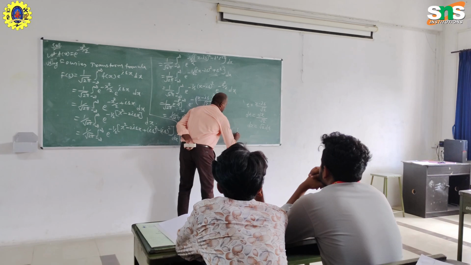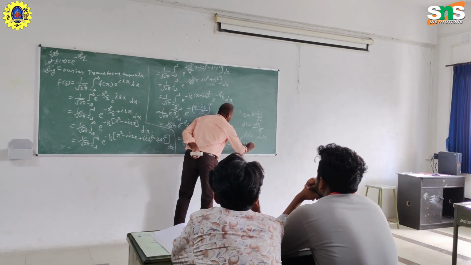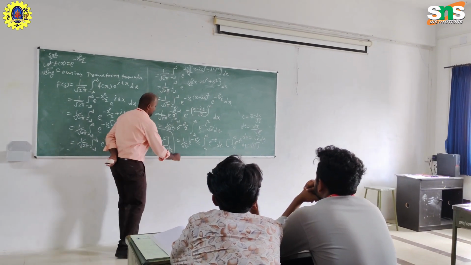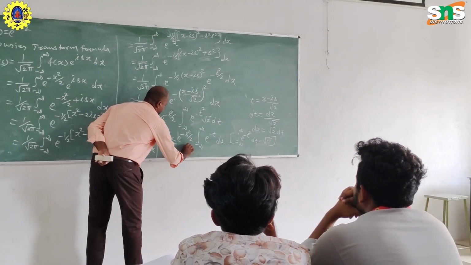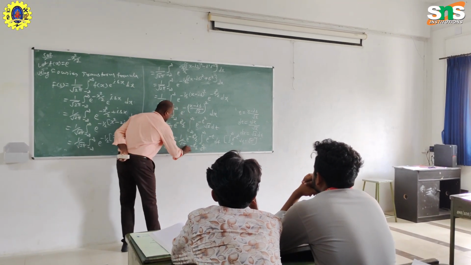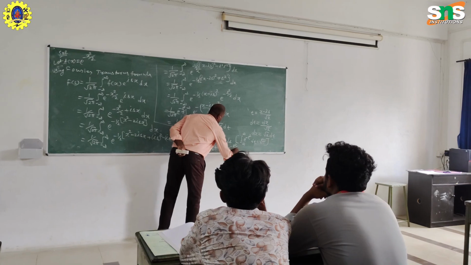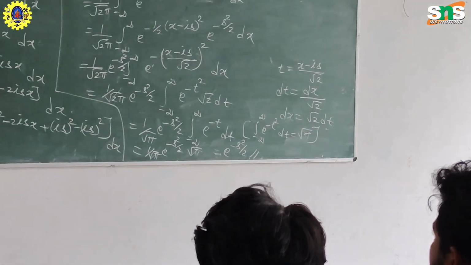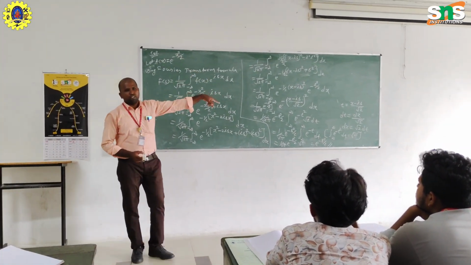Here integral minus infinity to plus infinity e power minus t square into dt equal to root pi. This value. Therefore, 1 by root pi e power minus s square by 2 into root pi cancel. Therefore, final answer is e power minus s square by 2. Therefore, this one is the self-reciprocal term of e power minus x square by 2. Okay.